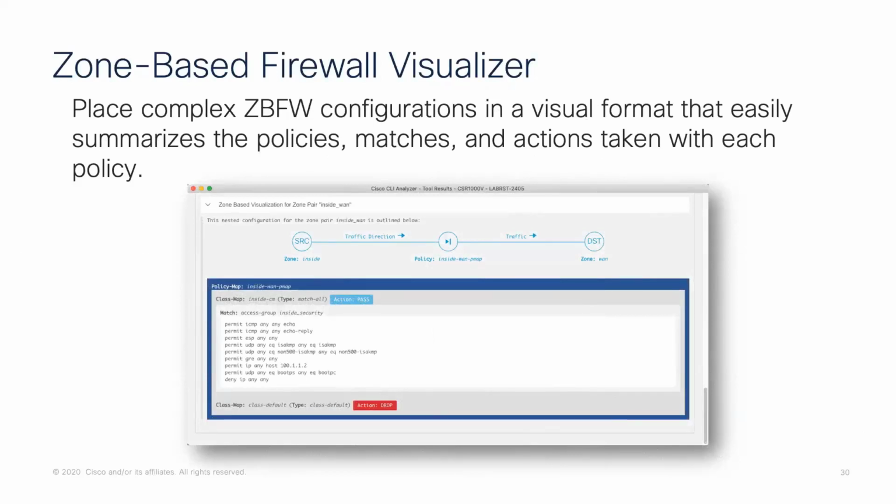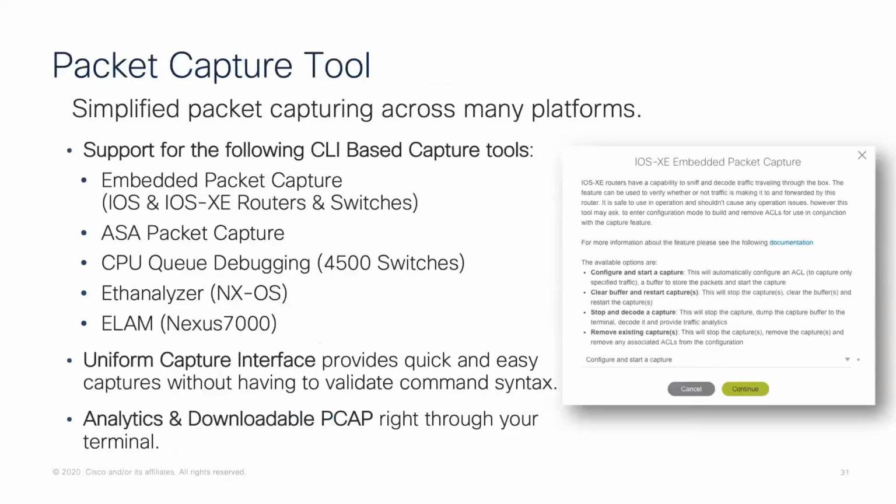For example, here, it's telling me about a zone pair, which is the top level category in iOS firewall. Underneath there, there's a policy map, and related to that is a class map. And underneath that, there's an access group, and then an action that is taken. As opposed to trying to piece the CLI together, I'm given it in a very visual fashion, easy to diagnose and debug. The next one we're going to talk about for a minute here is the packet capture tool.